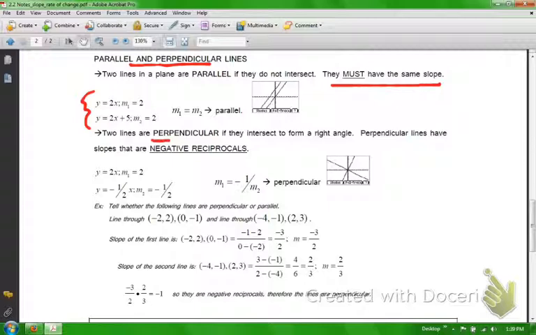Two lines are perpendicular if they intersect to form a right angle. What I want you to be careful about is, just because something looks perpendicular, it may not be. We need to prove that mathematically. On your calculators, they don't always use a square window, so sometimes things are perpendicular and don't appear to be. So you have to be a little careful, because the visuals aren't always what you think you're seeing. Perpendicular lines have slopes that are negative reciprocals.